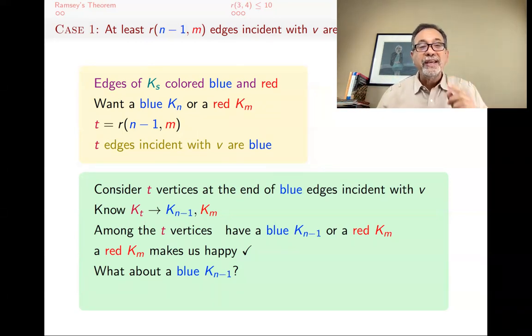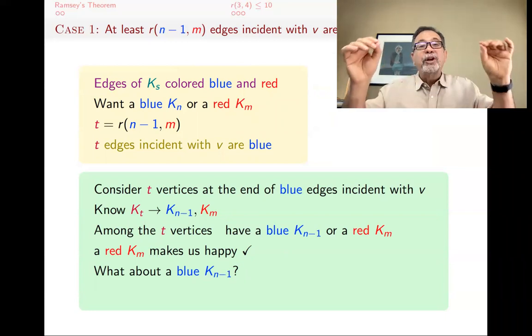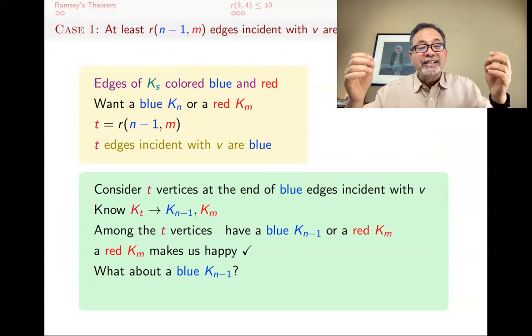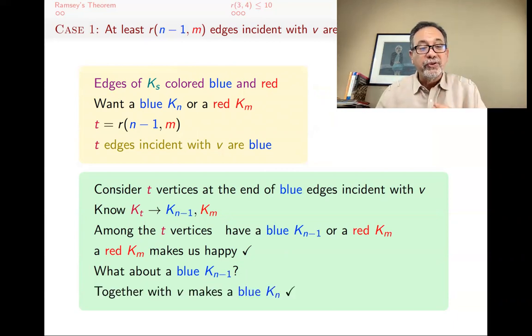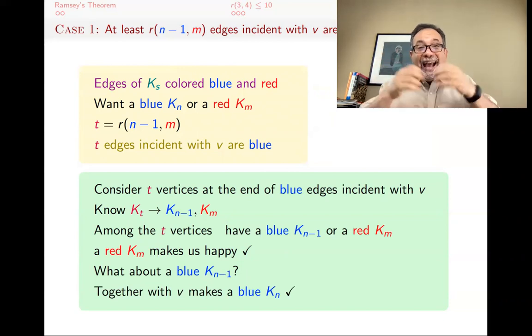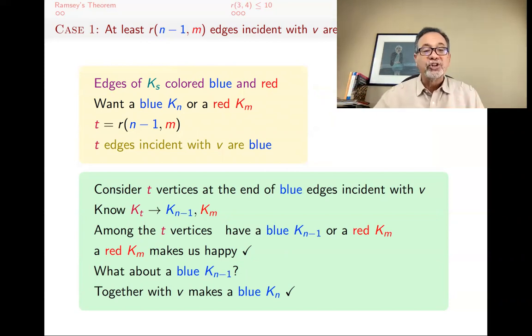Now we remember about V, but V is connected to every one of those vertices with a blue edge. That's how we came up with those T vertices. So together with V, all of those n minus 1 vertices are connected with blue edges, and V is connected to all of them with blue edges. So together they make a blue Kn, and we're good. We have our wish list. We either have a red Km or a blue Kn.